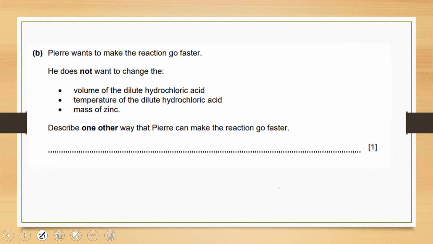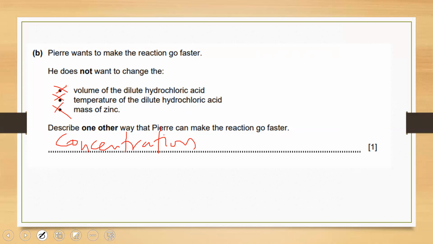Now, the next question is, he wants to make the reaction go faster, but he does not want to change the volume, the temperature, or the mass. This question is just asking, what are the factors that can increase the rate of reaction? We know that temperature can increase it, but he does not want to change temperature any longer. So the only other thing we are left with here is concentration. So we can change the concentration.